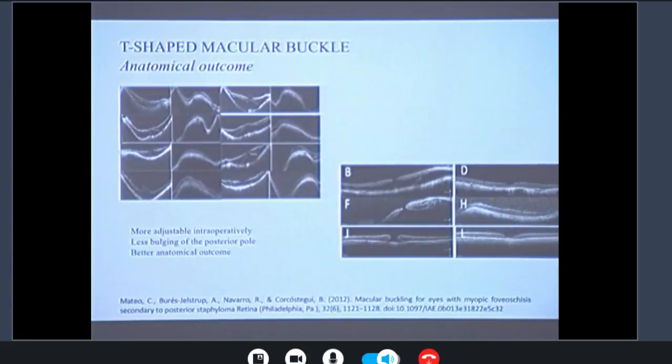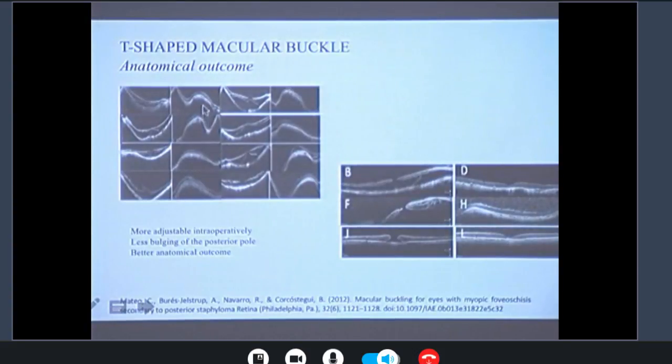What you see on your left is a study published by Carlos Mateo from Barcelona, Spain. He is one of the pioneers of this technique. But you see here what happens. These are the pre-op, these are the post-ops. What happens with this type of buckle, which is a rigid titanium buckle, is that you create what I like to call an iatrogenic dome-shaped maculopathy. There is a very big compression to be able to release the traction.